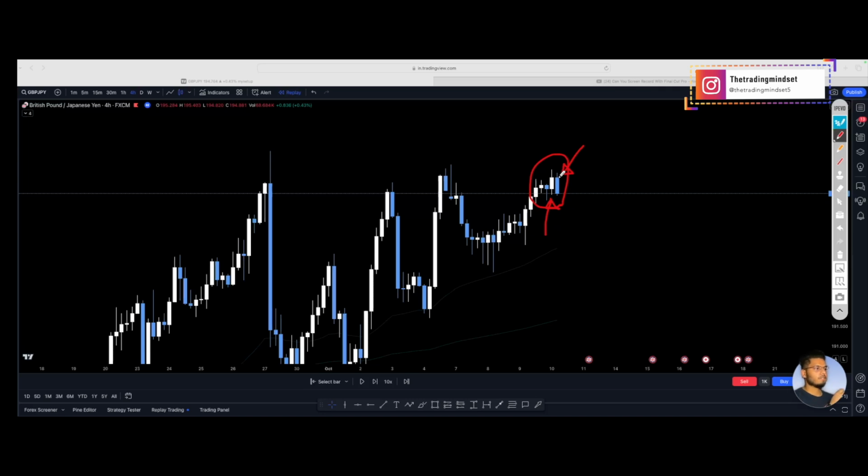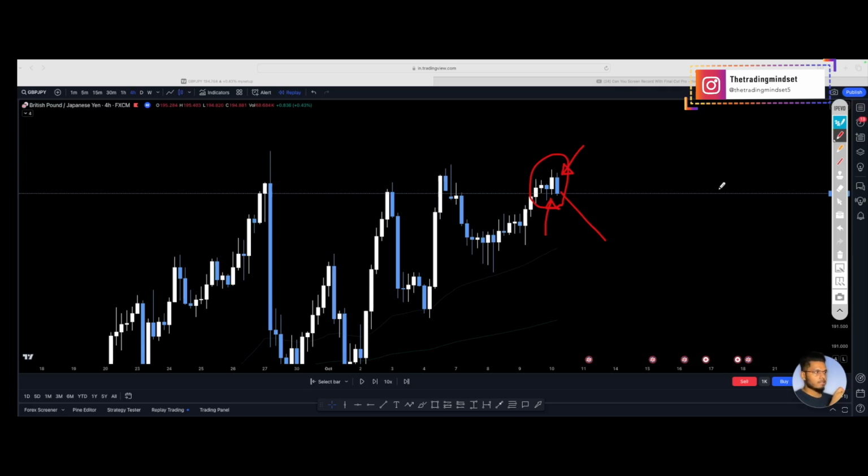So what does this tell me? This simply tells me that the buyers, the bulls, have lost their strength and the sellers are stepping in with strength. The sellers are overpowering the buyers. This pattern indicates that there is a shift in momentum to the downside. So the market is likely to go down from this point.